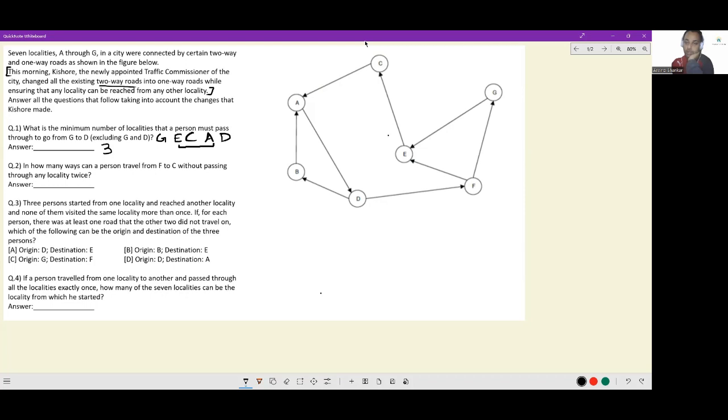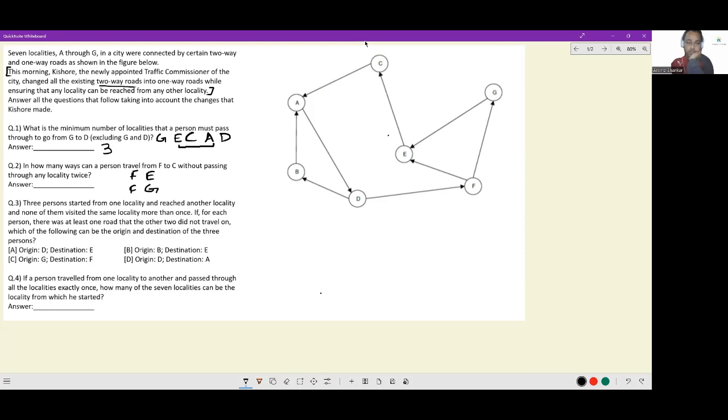Next, in how many ways can a person travel from F to C without passing through any locality twice? F to C. Okay. I can see one path is FEC. From F, I can go to E, or from F, I can go to G.